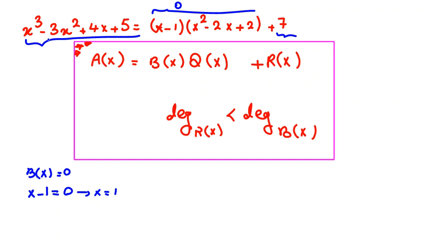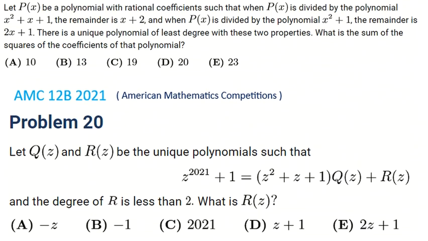And here it will be 1 minus 3 plus 4 plus 5. Let's calculate. 1 minus 3 is negative 2. 4 plus 5 is 9. 9 minus 2 is 7. So it is the remainder. Here, without dividing, I've only considered b of x, the divisor, equal to 0, and I've calculated the dividend a of x under this condition, and then you can find the remainder.